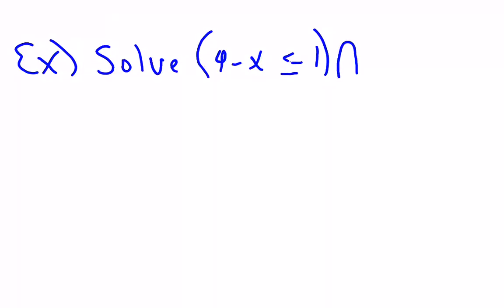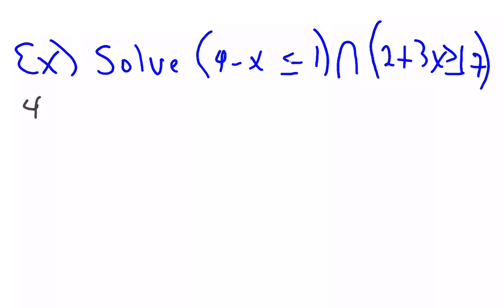One more example for you. Solve. And we have 4 minus x is less than or equal to -1, intersect with 2 plus 3x greater than or equal to 17. So let's solve these individually again. 4 minus x less than or equal to -1. Get x all by itself.